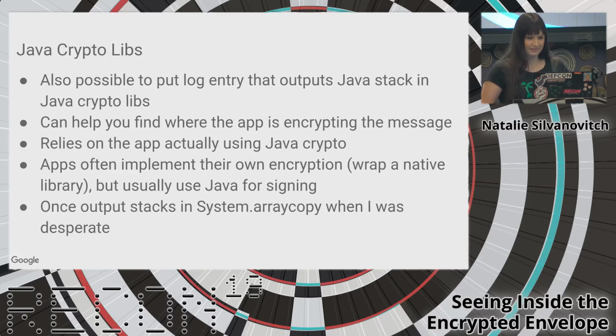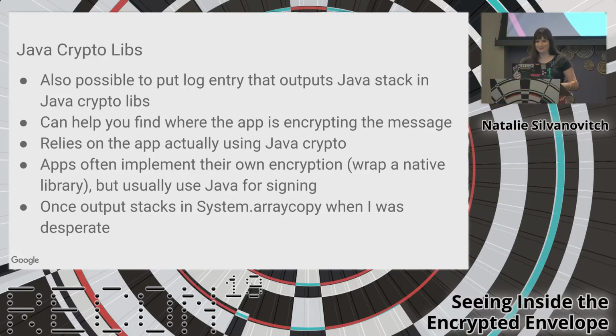javax.crypto.Mac. But what about the others? Well, if there's too much stuff going through that function, you can output the Java stack in the log. That's also not a very advanced strategy, but it often works. And then sometimes you'll find the right call stack that looks like it's encrypting.